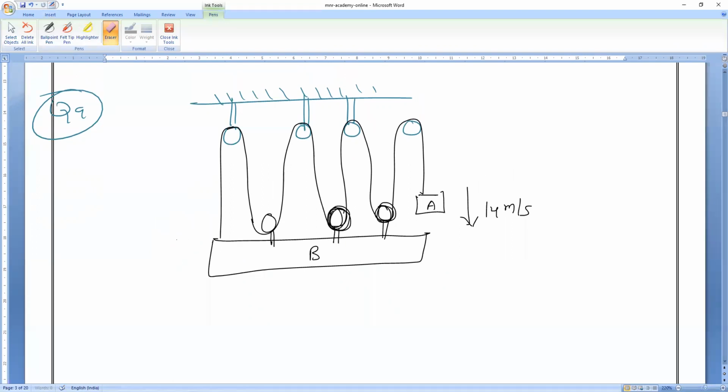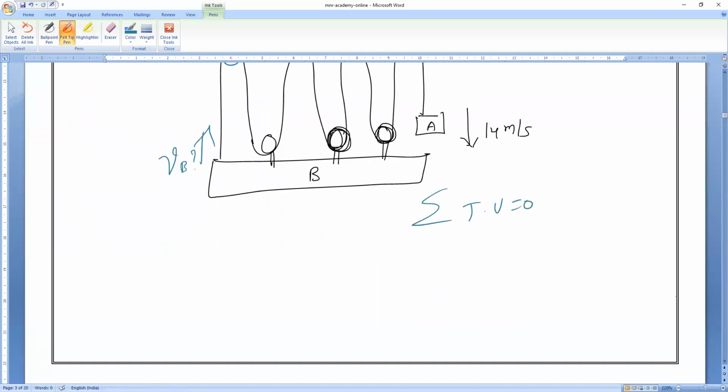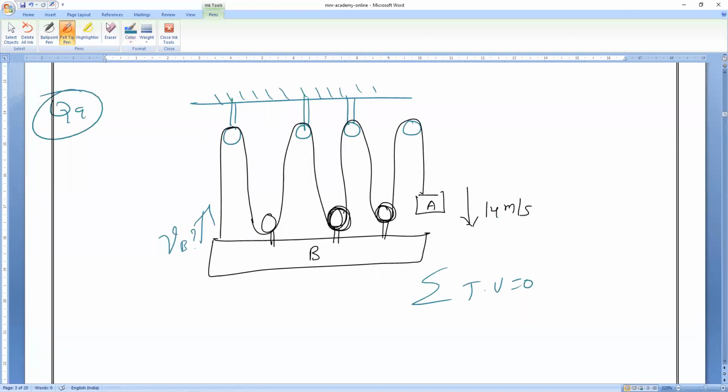I'm giving just 1 minute. So velocity of B, I want it. It goes upward, how much is it? Tell me the answer. I'll give you one clue: summation of T·V is equal to 0. Finish it fast. Mark the tensions and tell me how many tensions for this one and that one. Everybody should work. Everyone should answer. Don't wait, I will ask, then only you say.